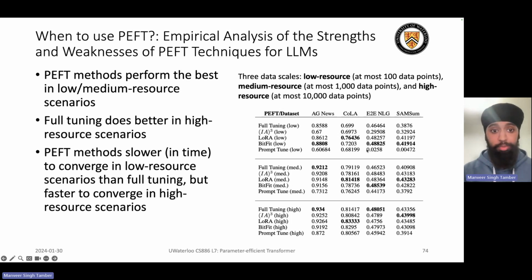Although looking at the table, in low resource, sure, all the parameter efficient fine-tuning methods are leading. With medium resource, full model fine-tuning actually leads in this data set, but in other data sets, it's PEFT methods that are winning. And then in high resource scenarios, full model fine-tuning does better in 2 of the data sets, but it's still parameter efficient fine-tuning methods that do better in the other 2.